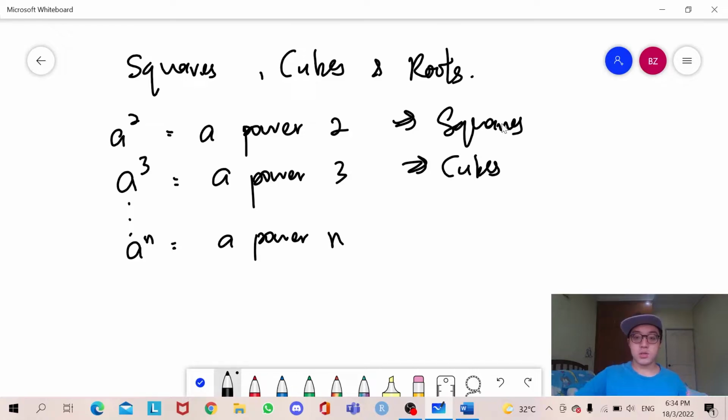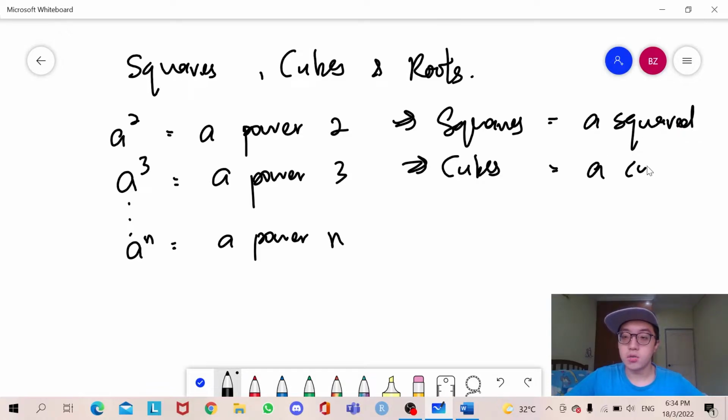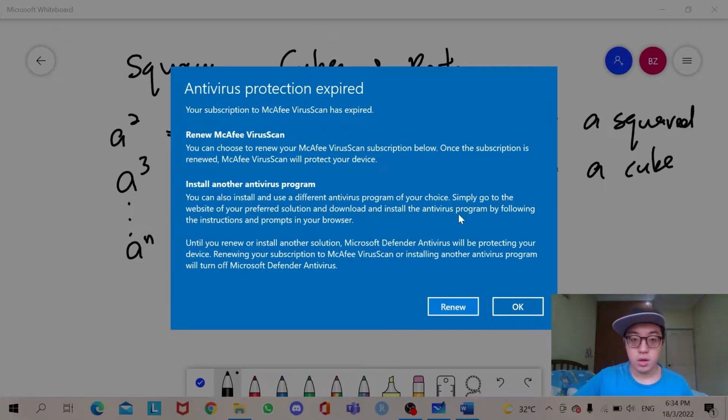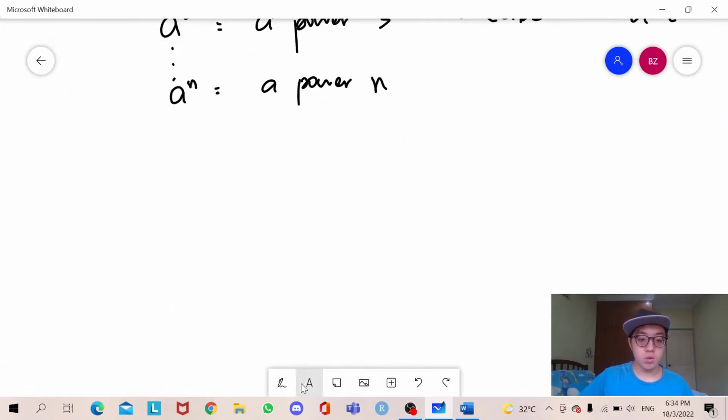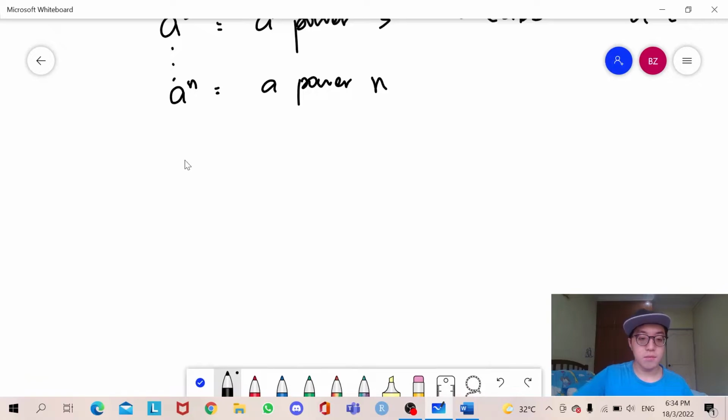All right, so we will say a squared. This is equivalent to a squared, and this is a cube. And a to the power 4, power 5, and so on. Okay, so now we'll go to root. So root is basically something like this.